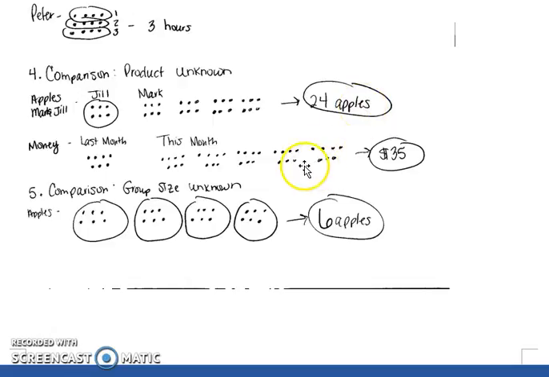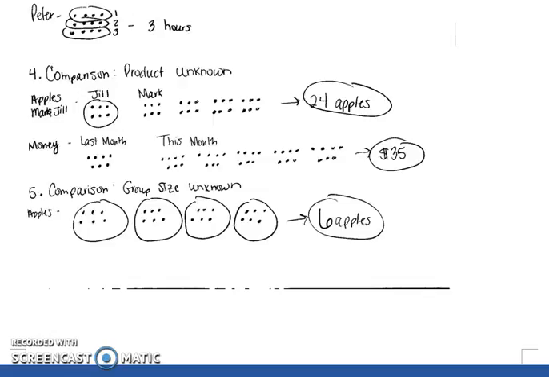This month, Mark saved 5 times as much money as last month. Last month he saved $7. So what I did was I drew out 7 representing his last month, and then 5 times that. So I did that same set of 7 5 times, and then I counted them. It was 35. So he saved $35 this month.